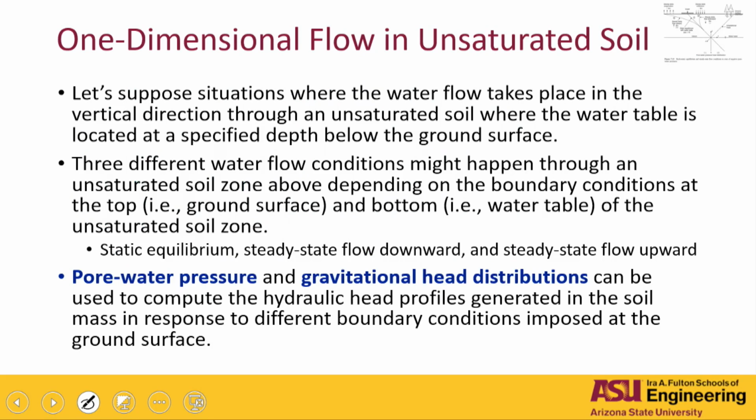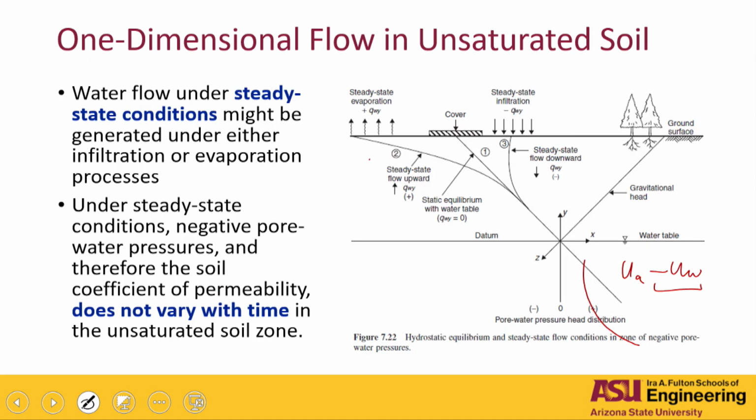So now with this graph in mind, the three different water flow conditions can happen through the unsaturated soil. One is the static equilibrium, one is the steady state flow when it is downward, and a steady state flow when it's upward. Okay, so this is the pore water pressure, but also you have the gravitational head distribution, right? So you have those two heads in there, and this is the other head. This is the gravitational head that you do have due to the overburden pressure and, basically, the height, right? That's the second head. And we just assume usually that the velocity head is nil.